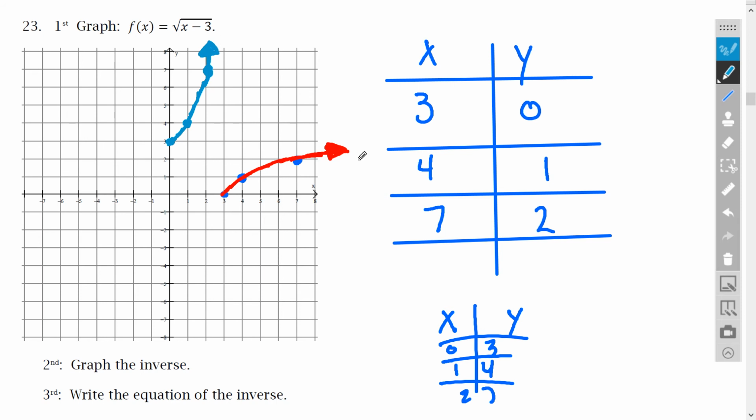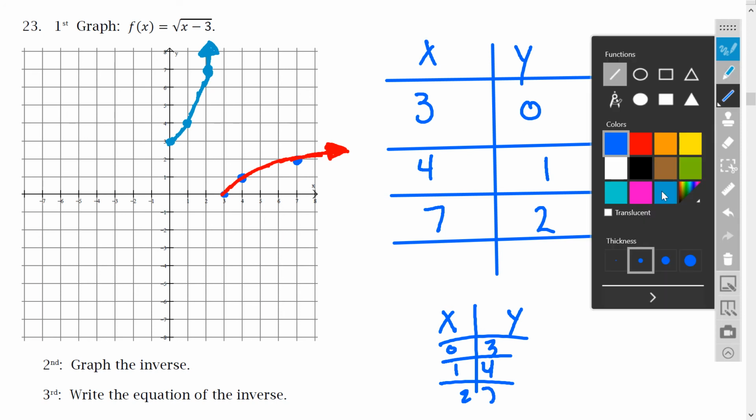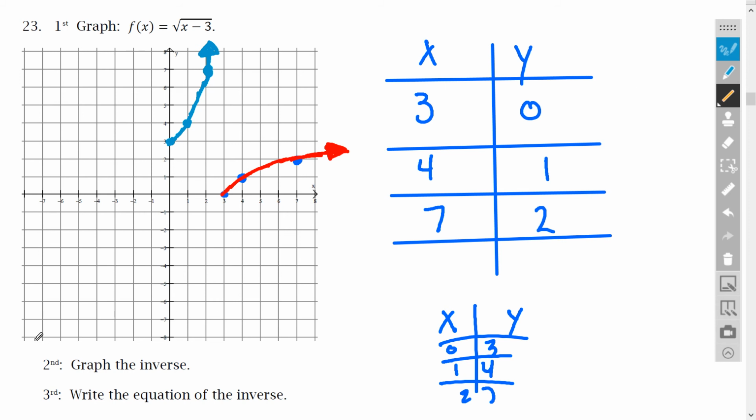Now remember, the inverse function is reflected across the line y equals x. So if you draw a diagonal line, the inverse function is reflected across the line. And then it says write the equation for the inverse function. So this is the table for f of x, and this is the table for f inverse of x. Remember, the inverse function is very easy to write the equation.